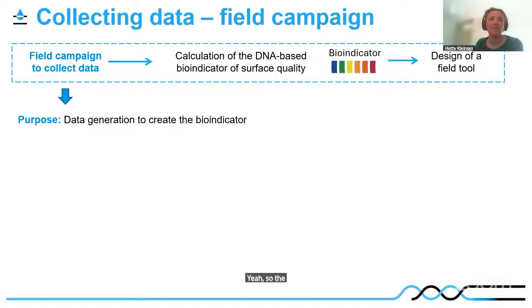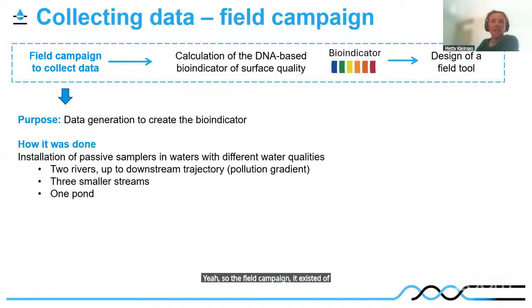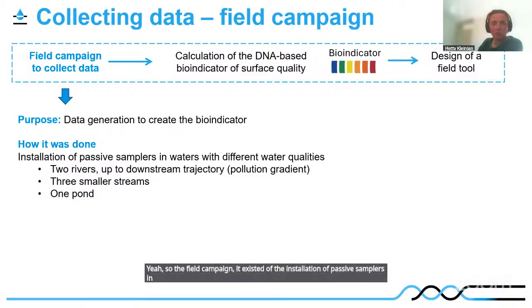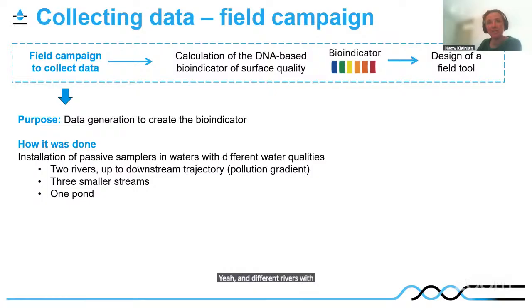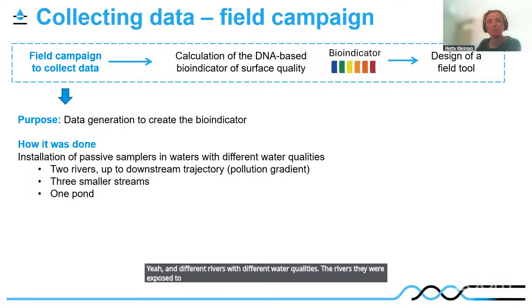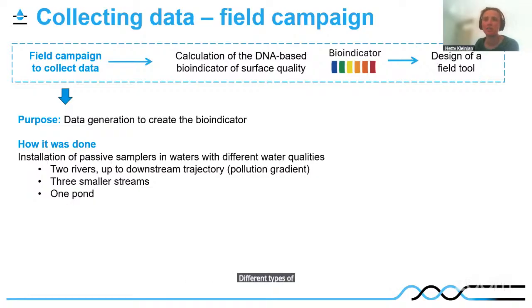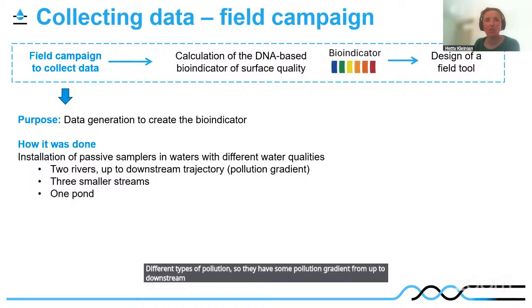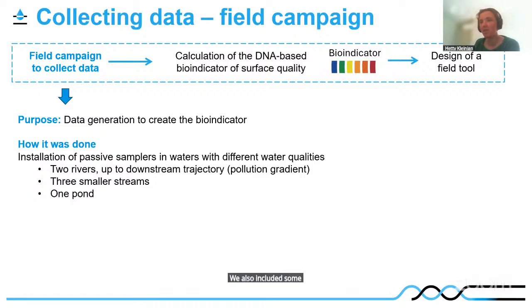So the field campaign consisted of the installation of passive samplers in different rivers with different water qualities. The rivers were exposed to different types of pollution, so they have a pollution gradient from up to downstream. We also included some smaller streams for which we know that the water quality is better. And we also included one pond as a stagnant water mass.